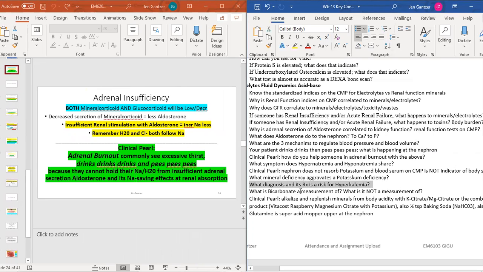What diagnosis and its medication is a risk for hyperkalemia? And that is your blood pressure. That's your potassium sparing hypertension meds.